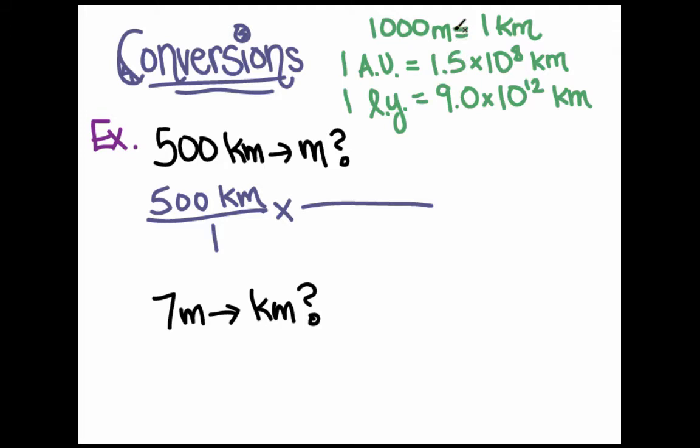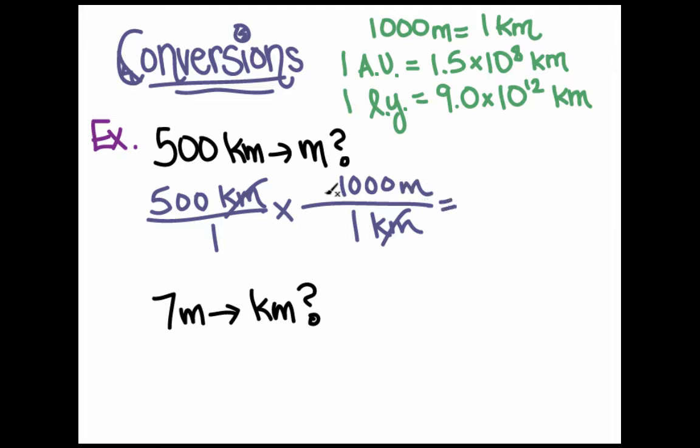The next thing that you need to do is to figure out what should go in the top and what should go in the bottom. Because you want to be able to cross out your kilometers, this 1 kilometer needs to go at the bottom, and the 1,000 meters needs to go the top. Once you have it set up like this, you can cross out your kilometer units, and then you'll be left with the units that you want, which is meters.